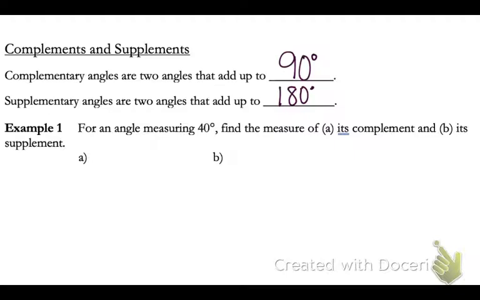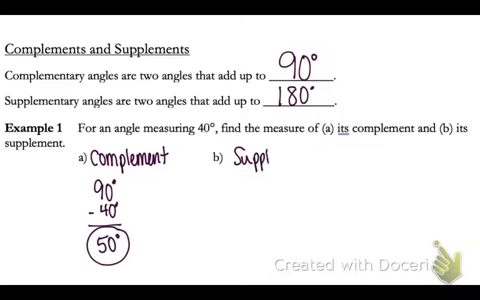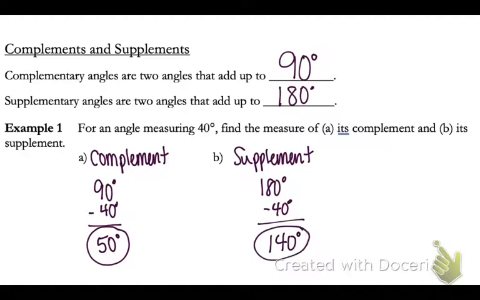Example 1. For an angle measuring 40 degrees, find its complement and its supplement. Okay, to find the complement, we're going to have to figure out 90 minus 40 is what? That gives us 50 degrees. For the supplement, it's going to be 180 minus 40. So now we can double check. 40 and 50 add up to 90, so those are complements. And 40 and 140 add up to 180, therefore they are supplements.